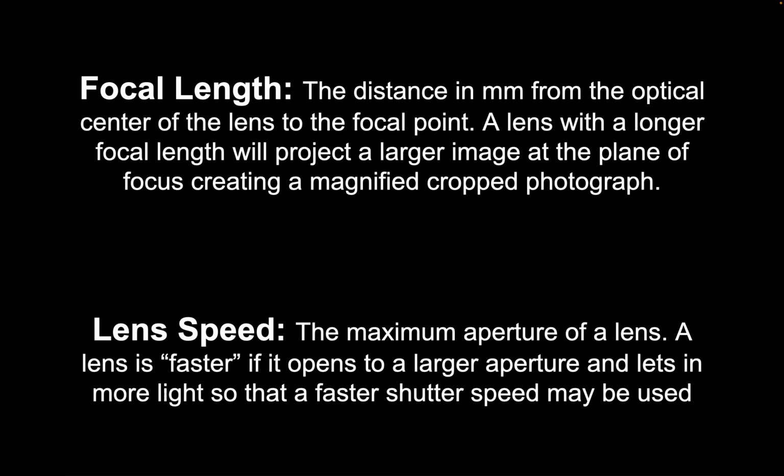Then the other thing is lens speed. So we call a lens faster if it has a lower number maximum aperture, meaning it lets in a lot more light through the aperture, so you can use a faster shutter speed that lets in less light paired with it.